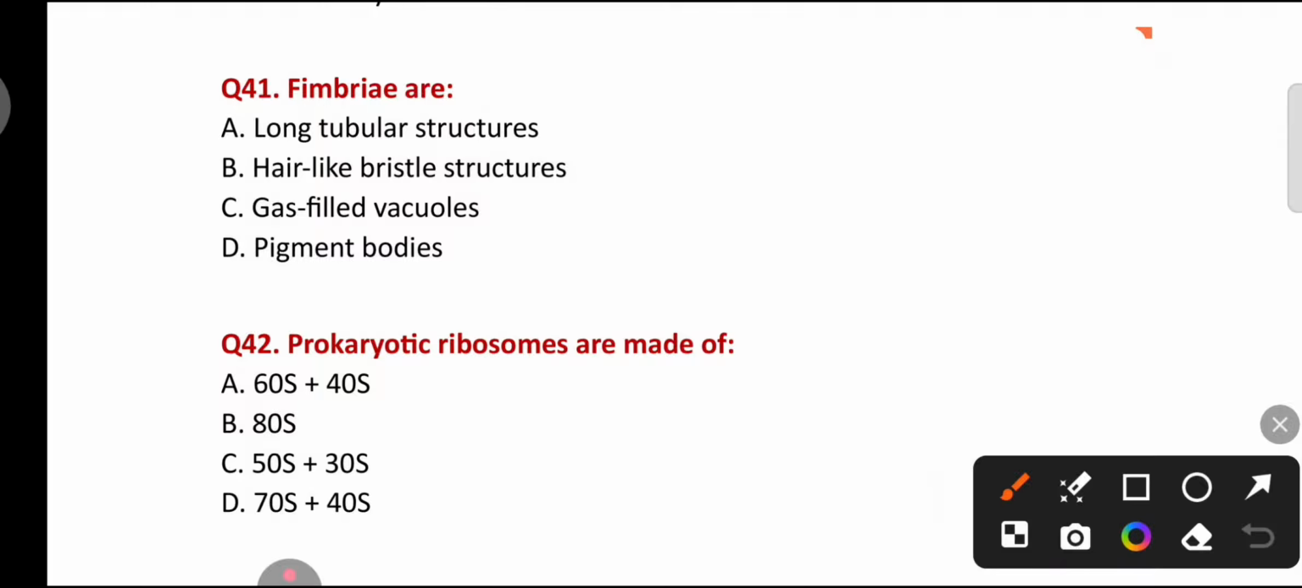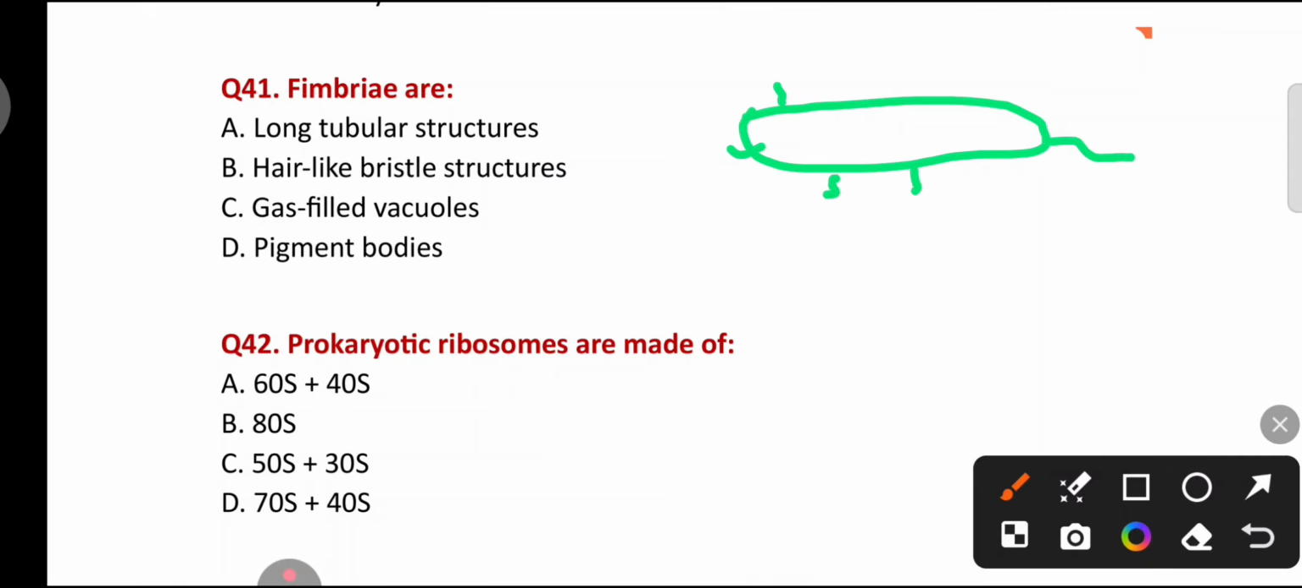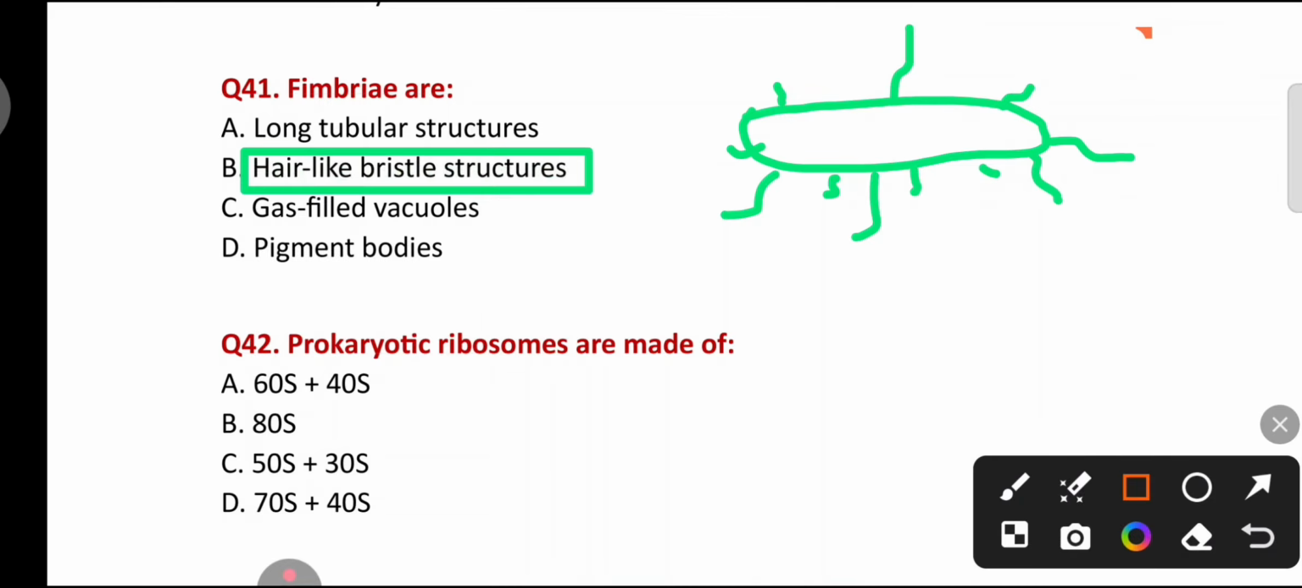Fimbriae are long tubular structures, hair-like brittle structures, gas-filled vacuoles, pigment bodies. In a bacterial cell, the smaller hair-like structures are fimbriae, and the larger structures are pili. So here option B, hair-like brittle structures are fimbriae.